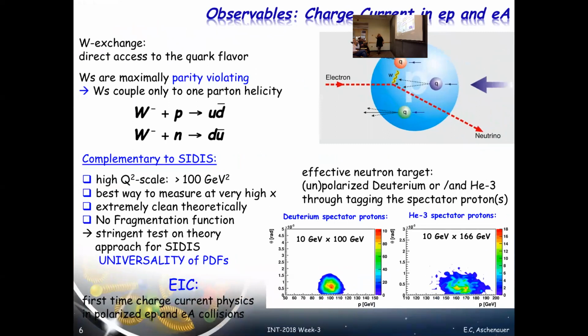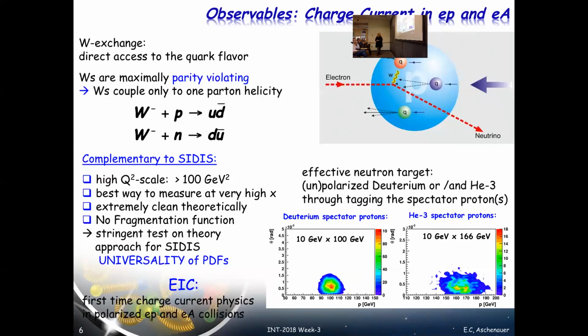So, W exchange. As I said, we have direct access to the quark flavor, which is really nice. And in the helicity case, because it's parity violating, you also have direct access to the parton helicity. And we saw the really beautiful data from RHIC. If you have a lepton beam, you do a W minus exchange, which makes you directly sensitive to u and d bar. If you would have a neutron target and a lepton beam, you get d and u bar. So you get good access to the light flavors inside the proton. Again complementary, at very high Q square, Q square bigger than 100.